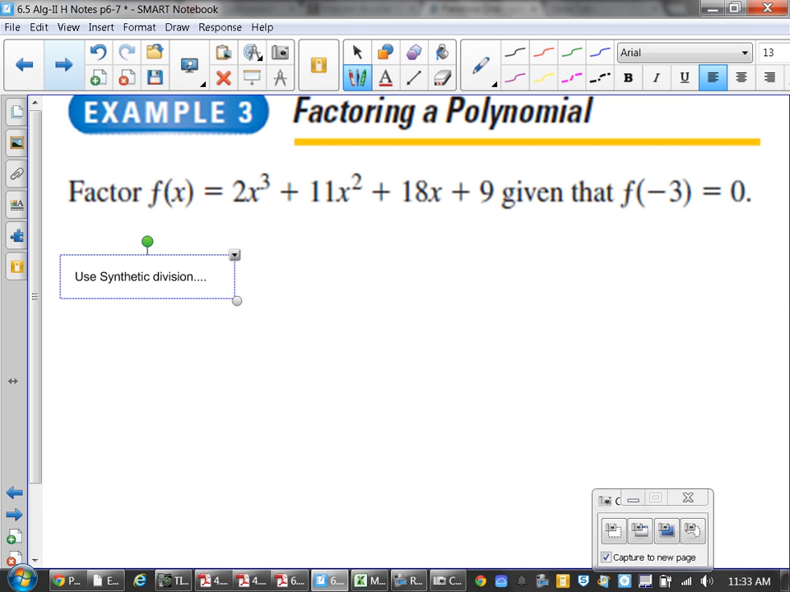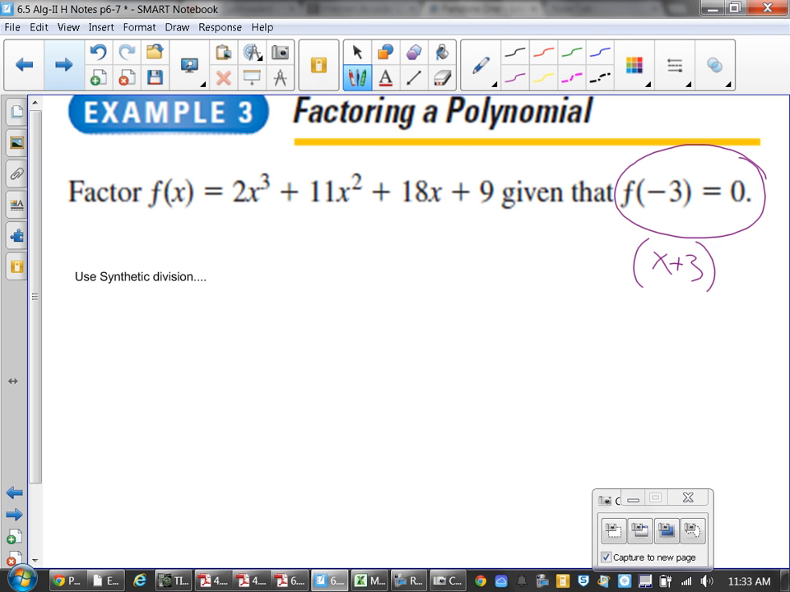So you are given f of negative 3 is 0. That means negative 3 is your 0. If negative 3 is your 0, what's your term? x plus 3. I'd like you to get in the habit, if they give you a term, write the 0. If they give you the 0, write the term. I'd like you to get in the habit of writing both of those out because it becomes more important to be able to do that over the next few days.